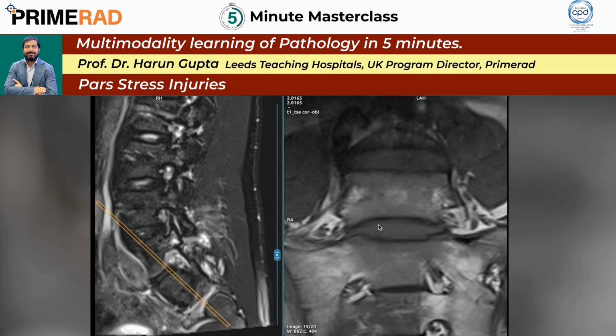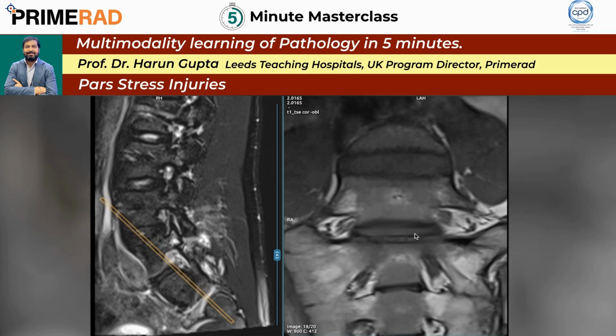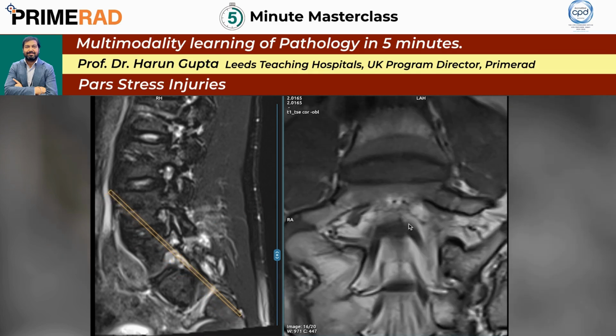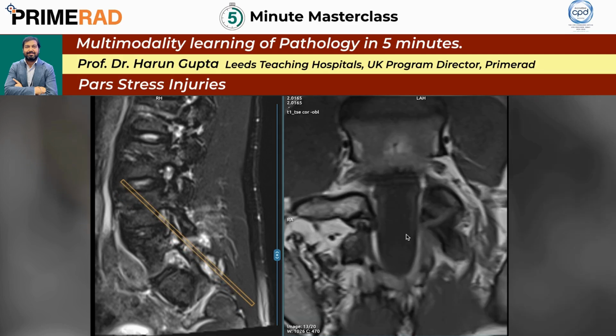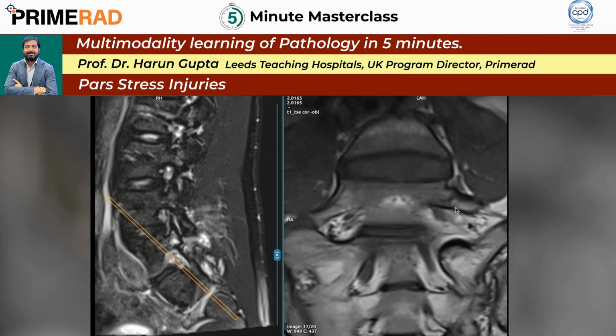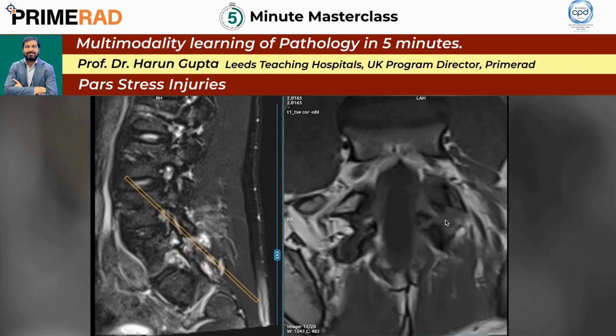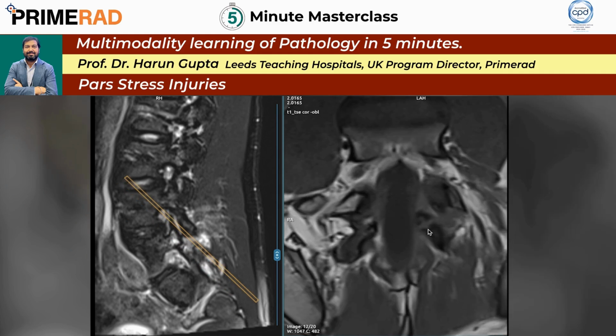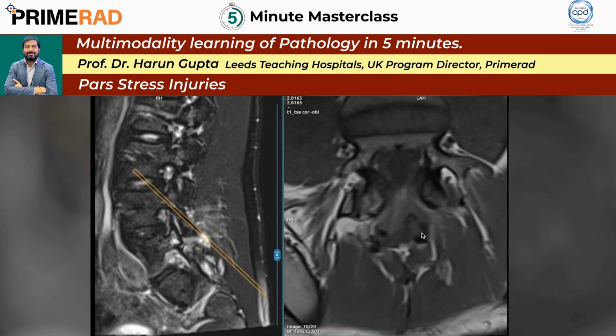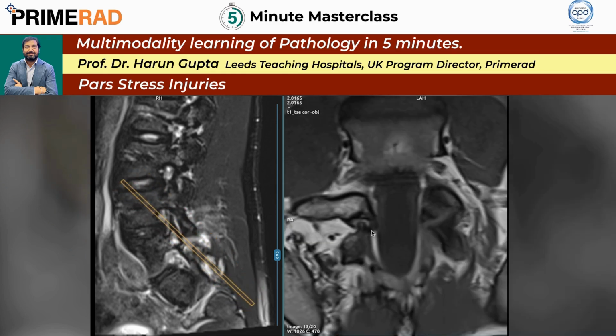This is the coronal oblique T1 non-fat saturated sequence on the right side. The oblique is along the pars, along the pedicle and the pars, and this helps pick up the abnormalities in the pars much more clearly. As we look here, we can see that there is a pars defect in this area, and the pars defect is extending centrally and medially, which we can see very clearly. The next thing we will do is look at the same sequence as a T2 fat saturated sequence.